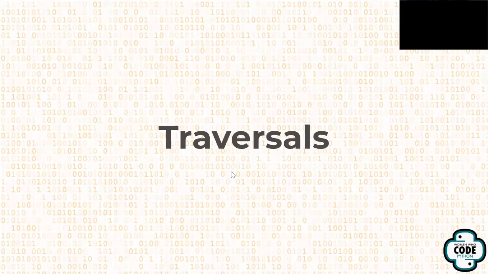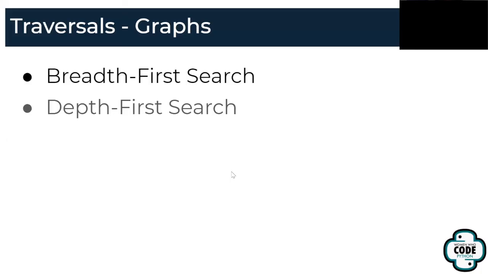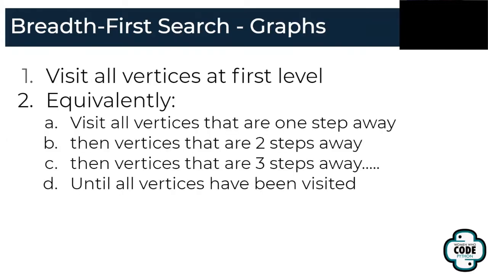And then we can look at traversals. We have breadth first search and depth first search. We'll first look at the breadth first search. First, we will visit all the vertices at the first level. So in a breadth first search, we are visiting all the vertices in the first level, and then equivalently, we are going to visit the vertices that are one step away. When we are done visiting all the vertices at the first level, we'll move on to the next level.